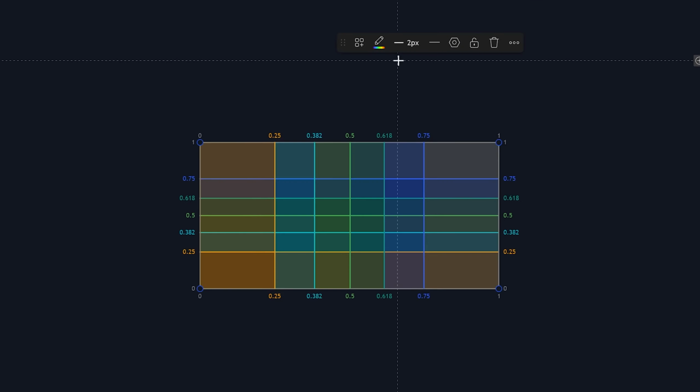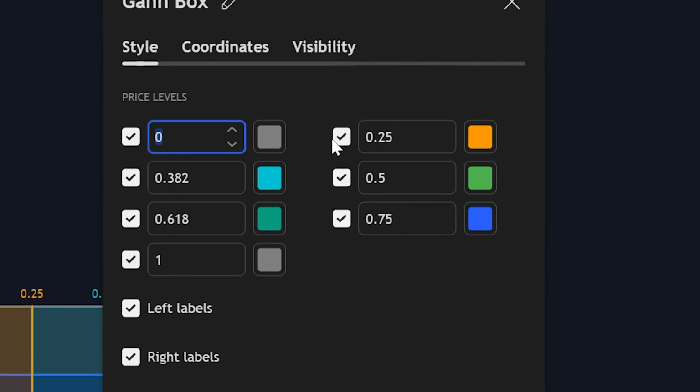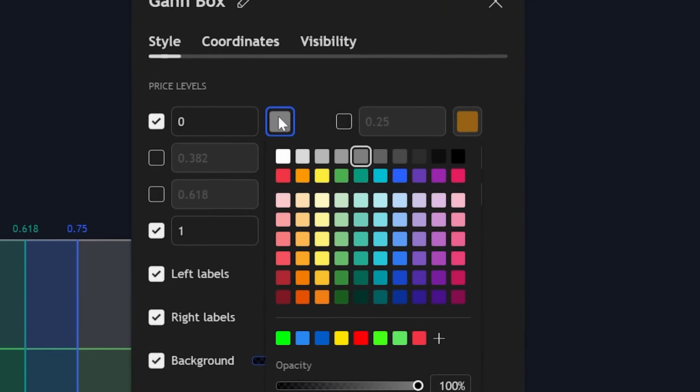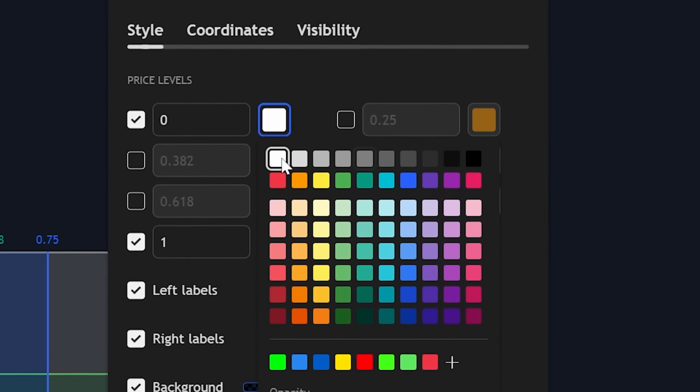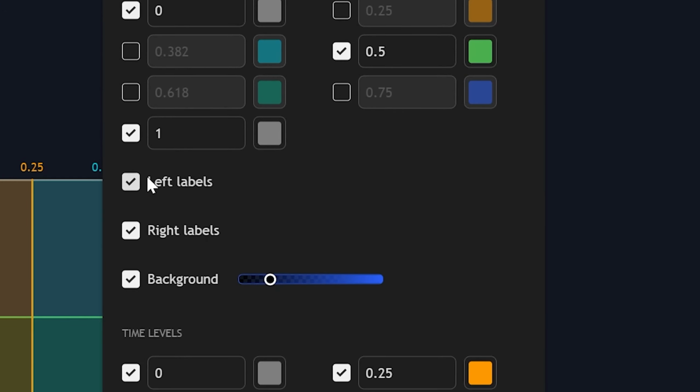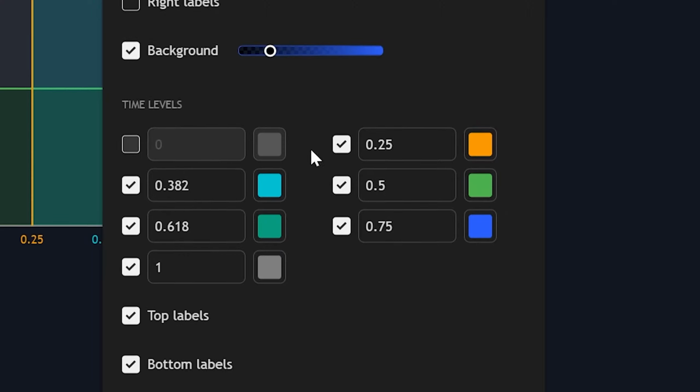Go to the settings of the tool, uncheck all of these values besides 0, 0.5, and 1. I'll also be changing the color of these values to white so it's not disgusting looking. Next, uncheck the left labels and the right labels, then uncheck all of these time levels. After all of this, you should get something that looks like this.